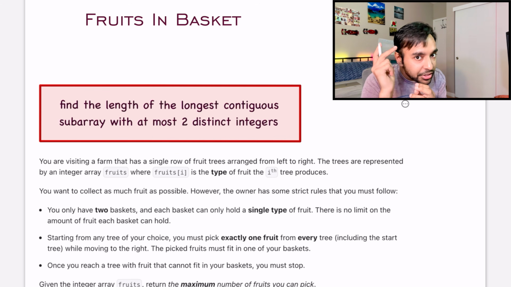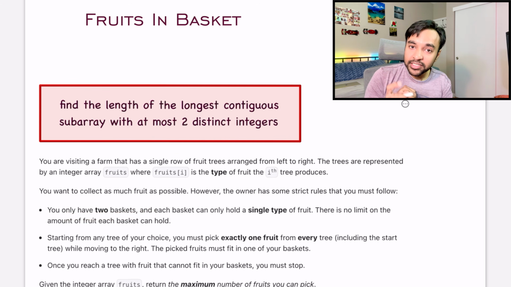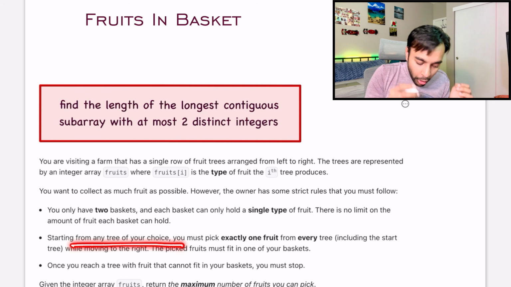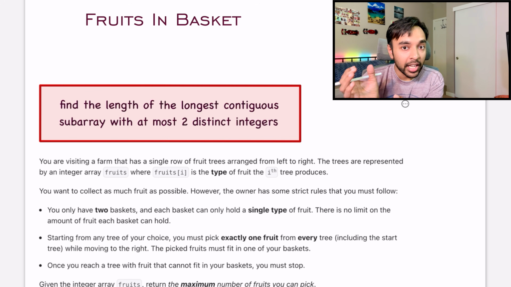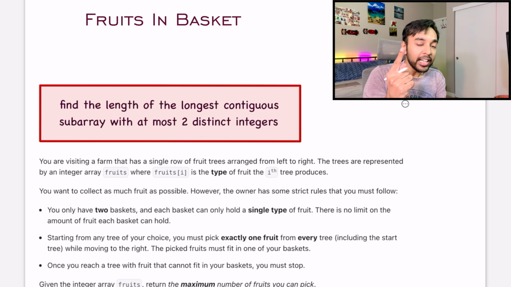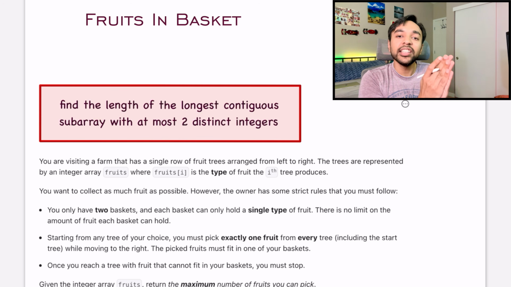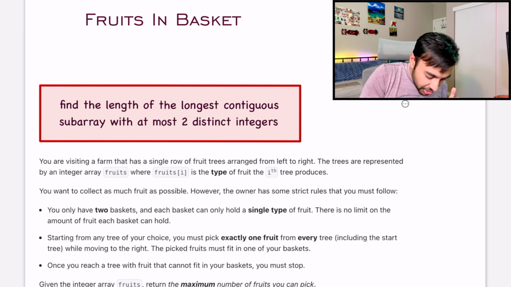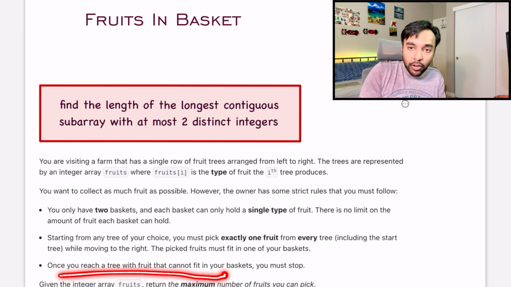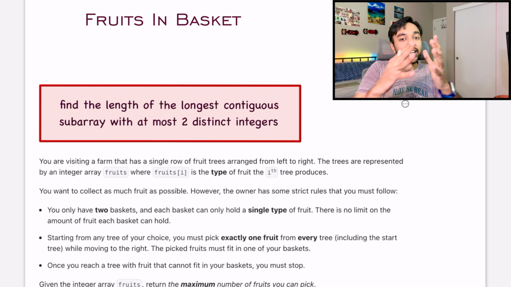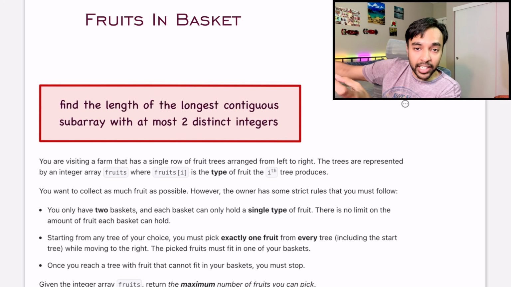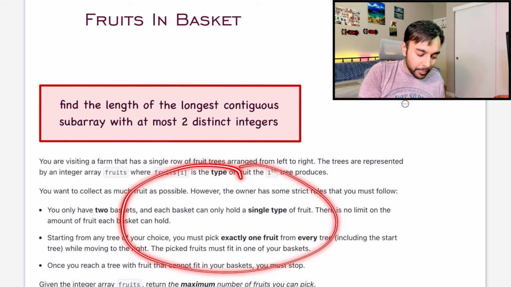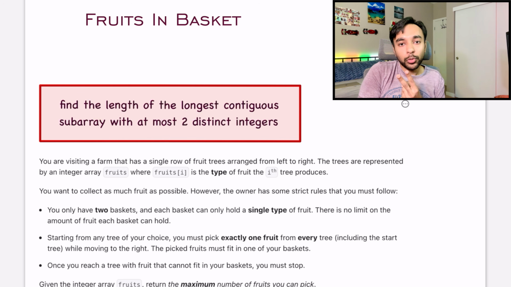Think about it. It covers all of the facts. You only have 2 baskets, right? So you are picking 2 distinct integers. Then you can start from a tree of any choice, right? That means this contiguous subarray can start from any position, and you're only picking one fruit, right? That means in your array, you are including that integer itself. And the last condition, once you reach a tree where the fruit cannot fit, you must stop. It simply means that this array should be contiguous, right? Otherwise, you could stop and then pick from a later tree, right? So this entire problem can be summarized easily into just these two lines.